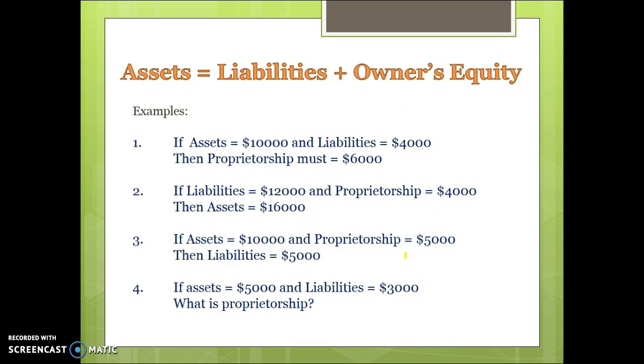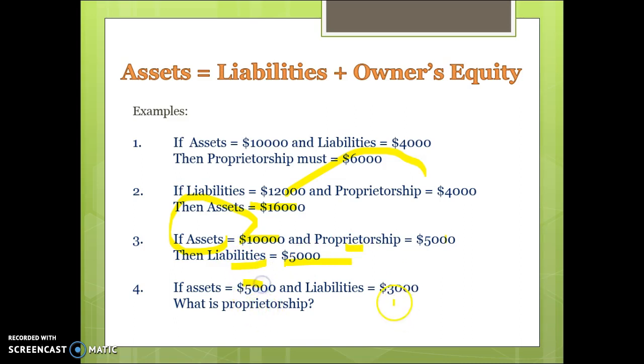Owner's equity, the owner's share in the business, is equal to the assets minus the liabilities of that business. So for example, if a company has assets of $10,000 and liabilities of $4,000, then proprietorship or owner's equity, they're the same thing, would be equal to $6,000. If liabilities are $12,000 and proprietorship is $4,000, so those two add up and would equal the total amount of your assets, which would be $16,000. If assets are $10,000, proprietorship is $5,000, liabilities are $5,000. This one here, assets, is equal to proprietorship plus liabilities.